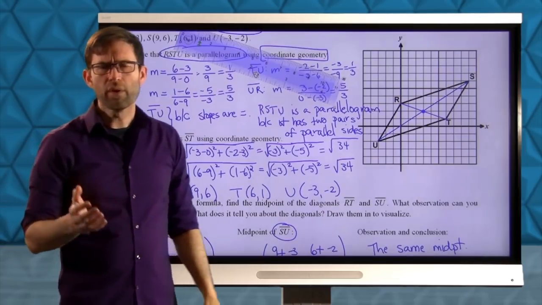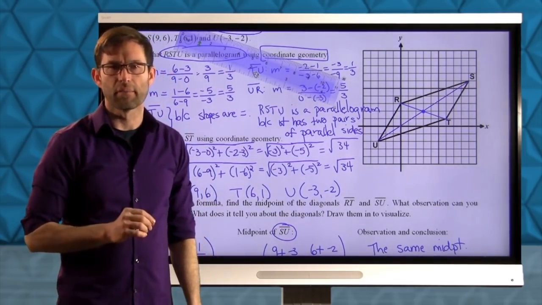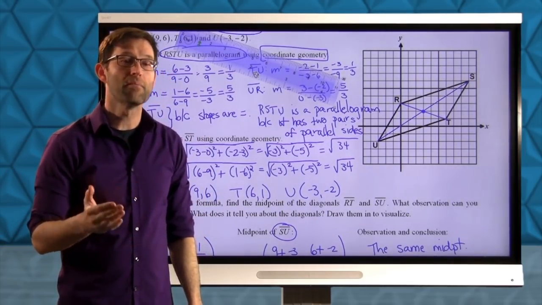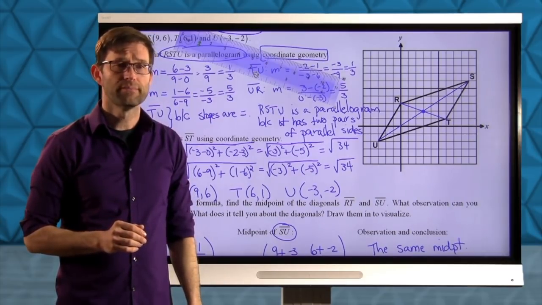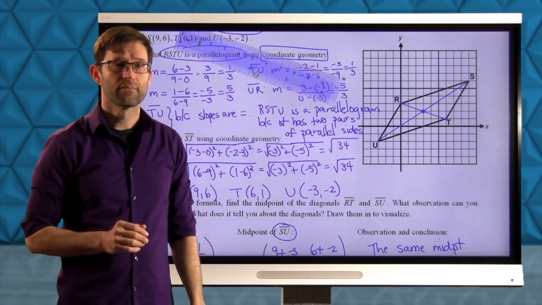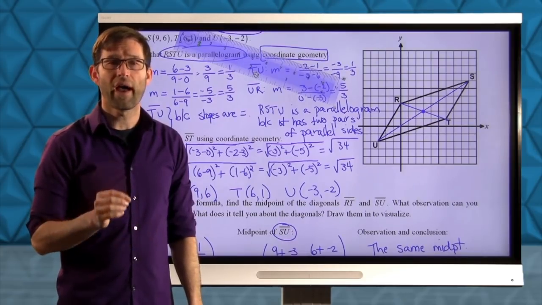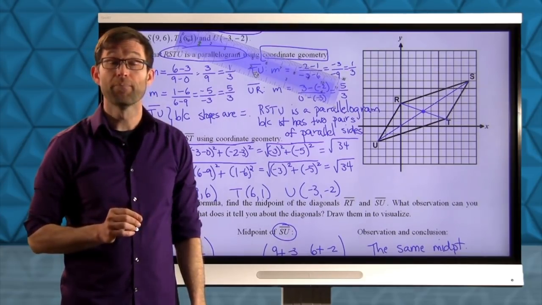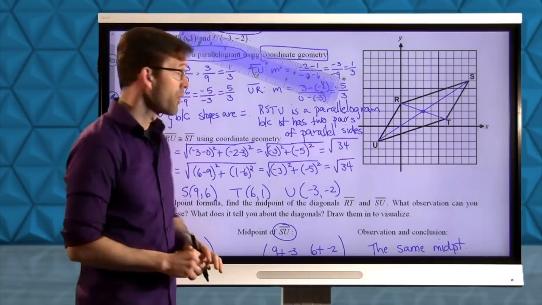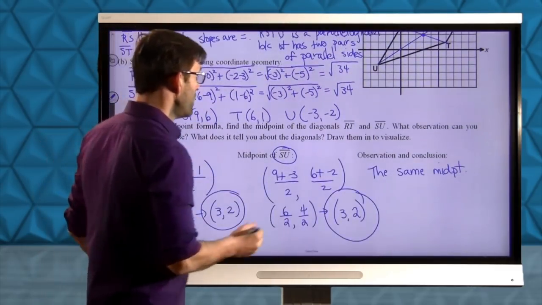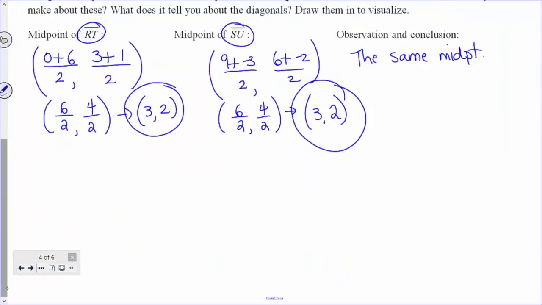So what does that really tell us when two line segments intersect at a common midpoint? Any thoughts? Well, what it means is that the two diagonals, at least of this parallelogram, bisect each other. All right, they cut each other in half. So let me extend this a bit. The conclusion is the diagonals bisect each other.